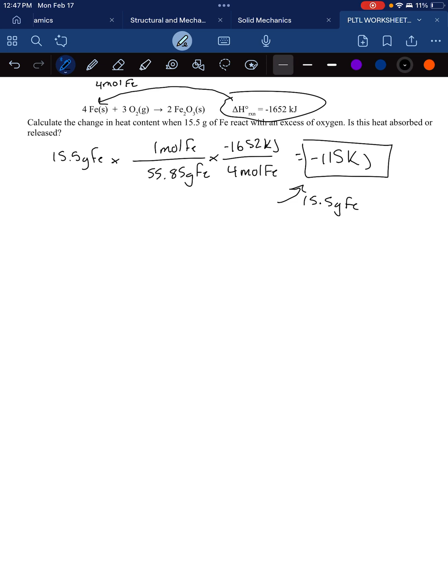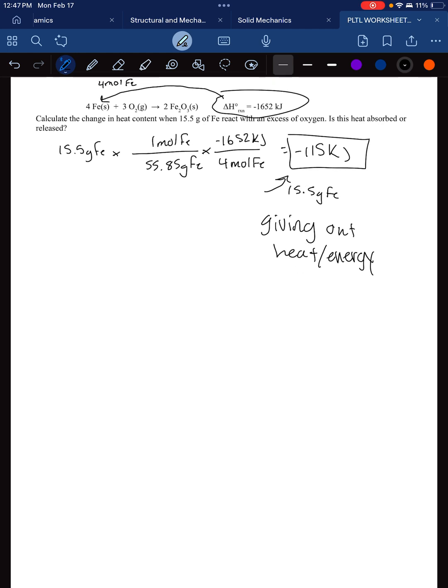And it asks us to talk about whether it's absorbed or released. And it is a negative, and so if delta H here is negative, then that means heat is released, right? It's giving out energy or giving out heat. So this is giving out heat slash energy. And that's what our negative means here. So it is being released.